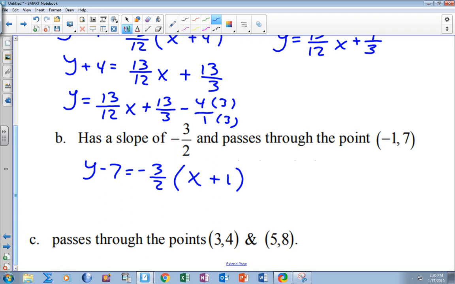For C, you find the slope and then do the same thing. So are we good with finding the equation of a line? Yeah. Yes. Okay. So what part are you still confused on?